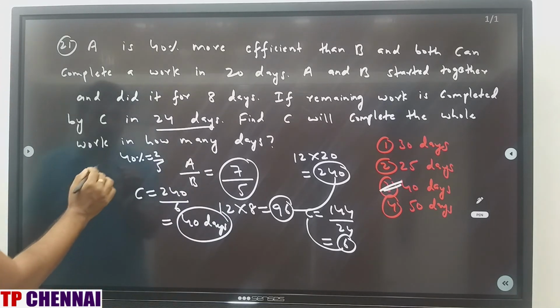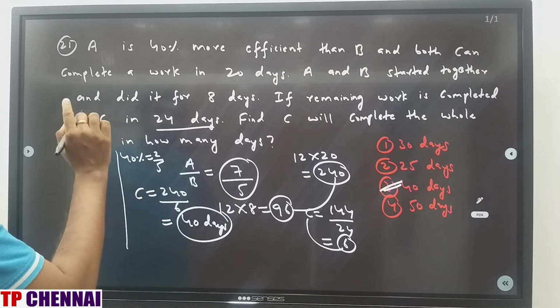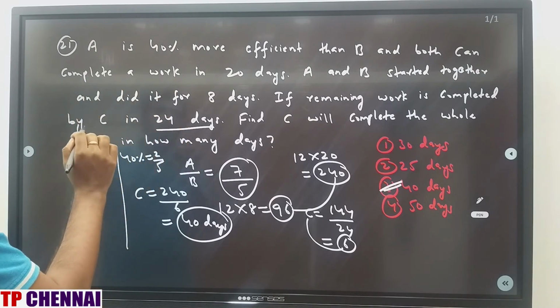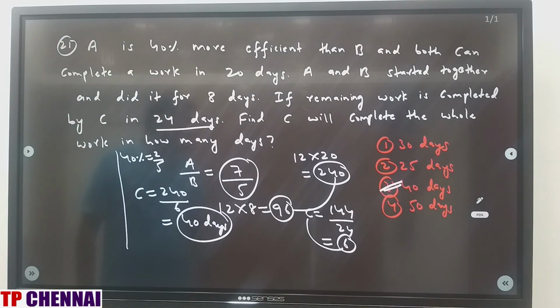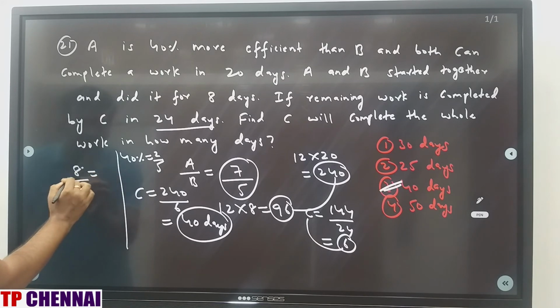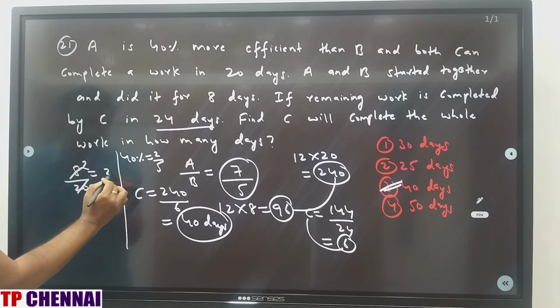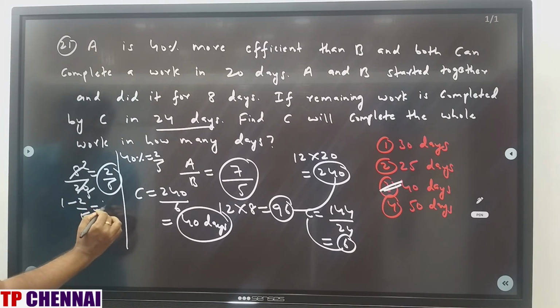Second way is very simple. This I am writing here. You observe carefully. Both A and B can complete a work in 20 days, right? But A and B started together and they did it for 8 days. So out of 20, both A and B did the work for 8 days. That means 4 2s are 8, 4 5s are 20. So they finished 2 by 5th only. Remaining is how much? 1 minus 2 by 5, which is 3 by 5.